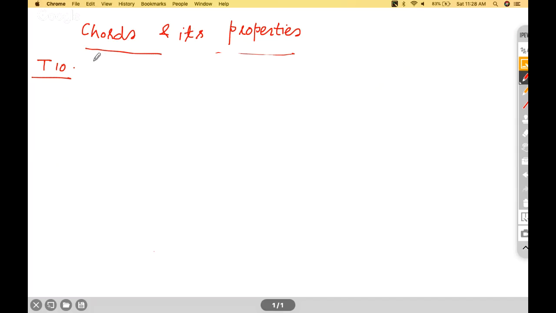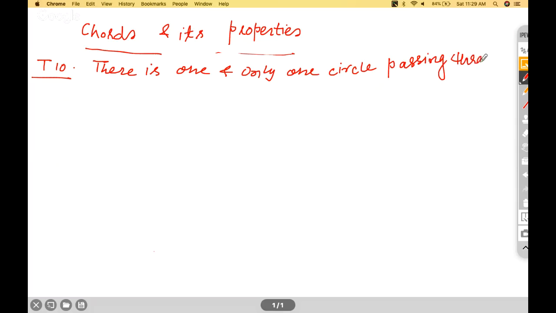So Theorem 10 tells me that there is one and only one circle passing through three given non-collinear points.